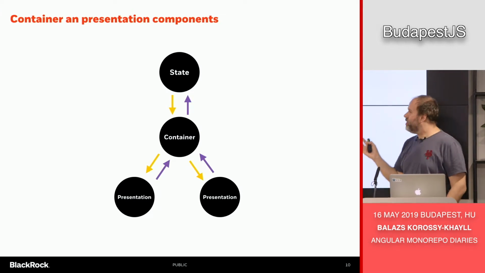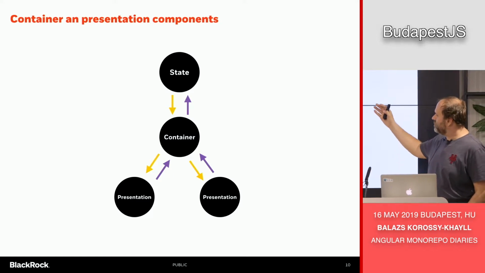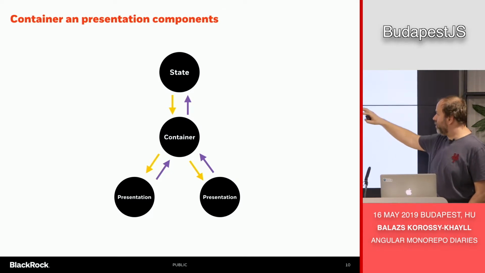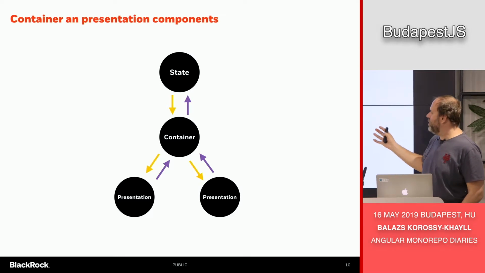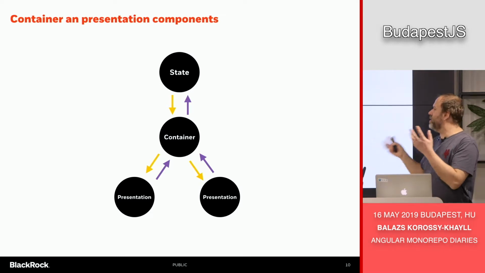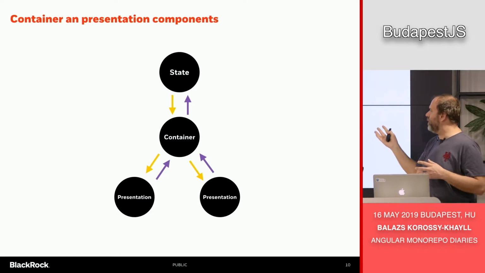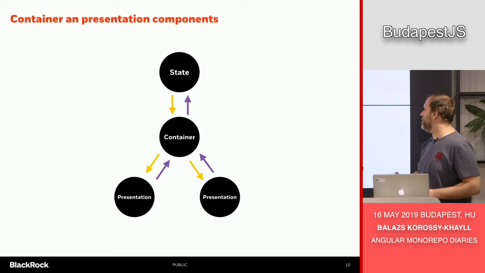So hopefully, this pattern is familiar to everybody, right? This is how we like to structure our Angular code. There are presentation components. There are container components. And the presentation components are responsible to render the data. They communicate with inputs and outputs. And then there's container components, and the container components are responsible to manage the state or get the data for the presentation components.